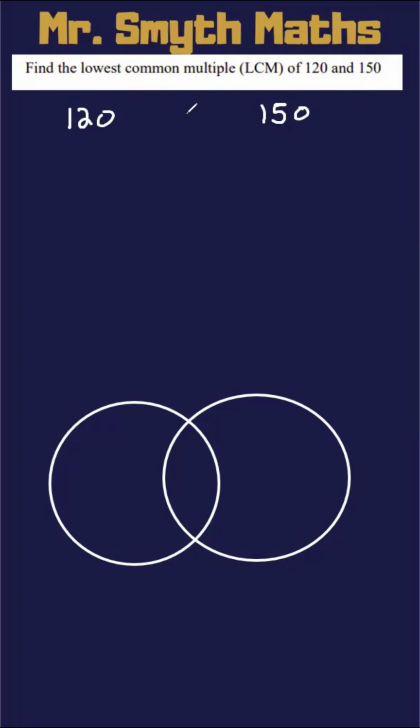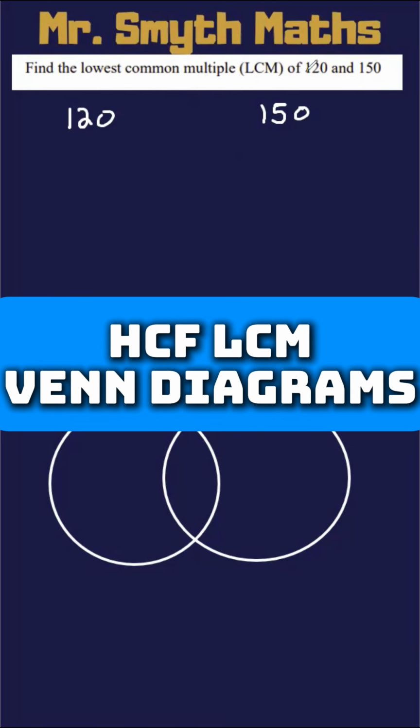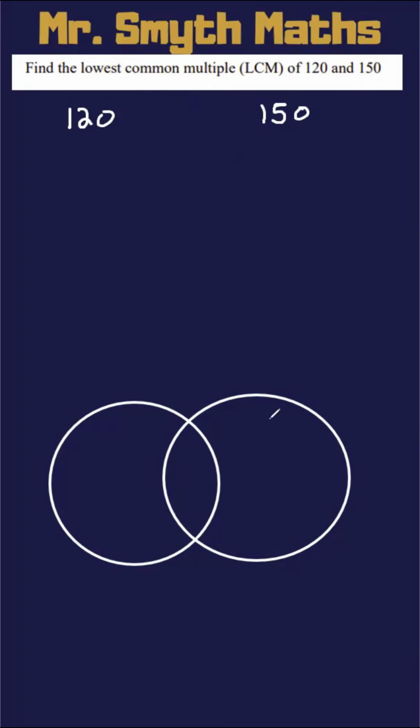Let's see if you can answer this GCSE maths question. It says find the lowest common multiple of 120 and 150. Now I'm going to show you the Venn diagrams method. There are other methods, but this is just what I'll talk through in this video. So we're going to start with 120.